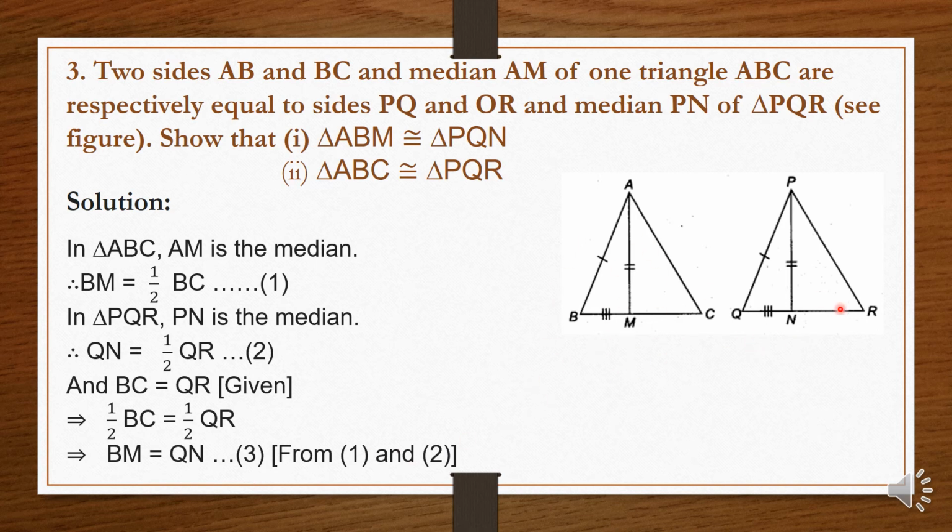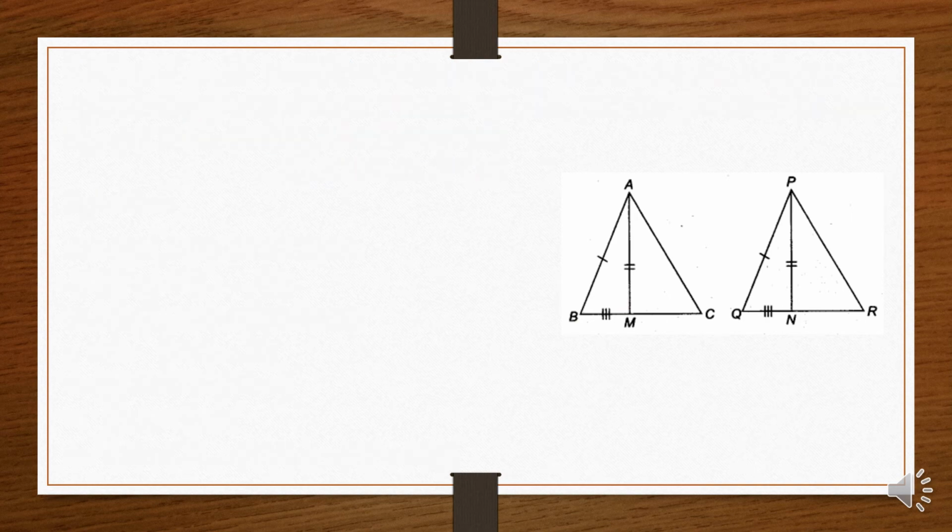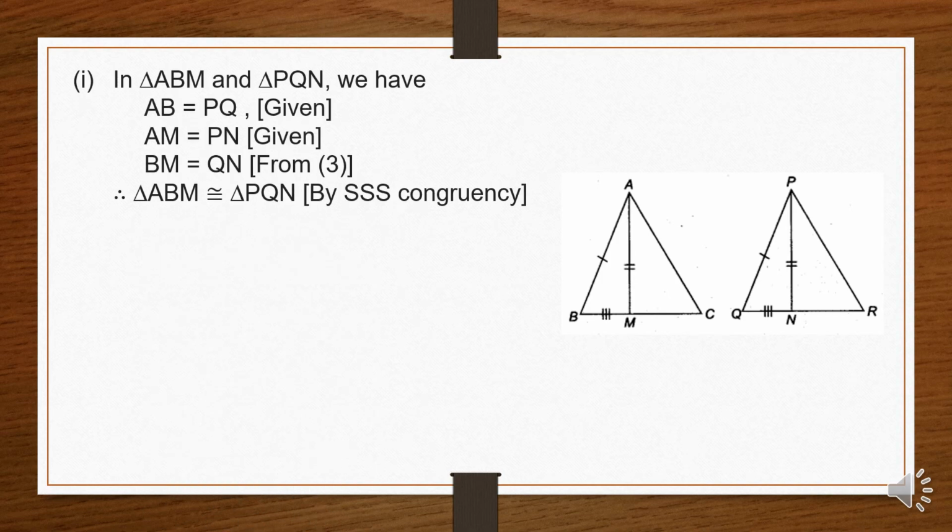So we can see all three sides are correspondingly equal to each other. So in triangles ABM and PQN, we can write down that AB equals PQ, AM equals PN and BM equals QN by equation 3. Therefore, by SSS congruence rule, ABM is congruent to PQN.